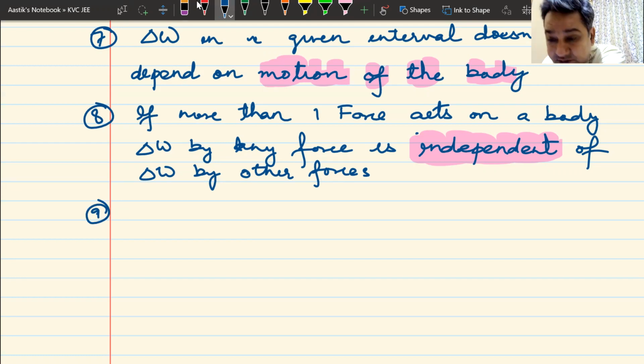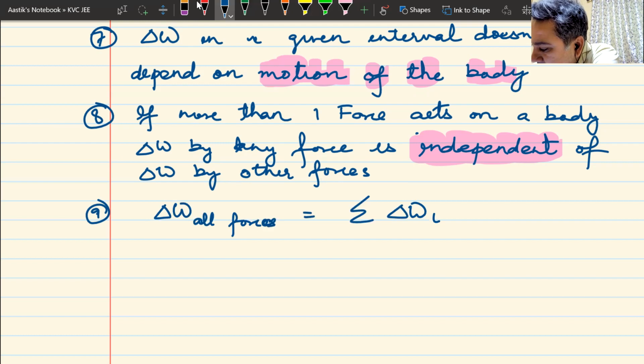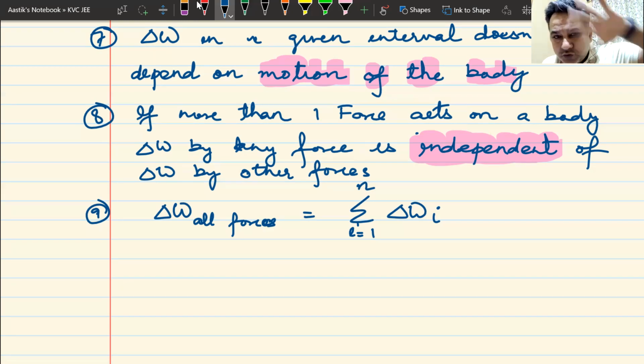Now, if they are independent of each other, then I can write work done by all forces together will be equal to summation of work done by all the forces, i equal to 1 to n. Basically, if I have more than one force acting on a body, and I have to find the total work done, how do I find it? I find the work done by first force, I find the work done by second force, third force, fourth force, fifth force, sixth force, and so on. And then I simply add all their works. That will be the work done by total forces cumulatively.